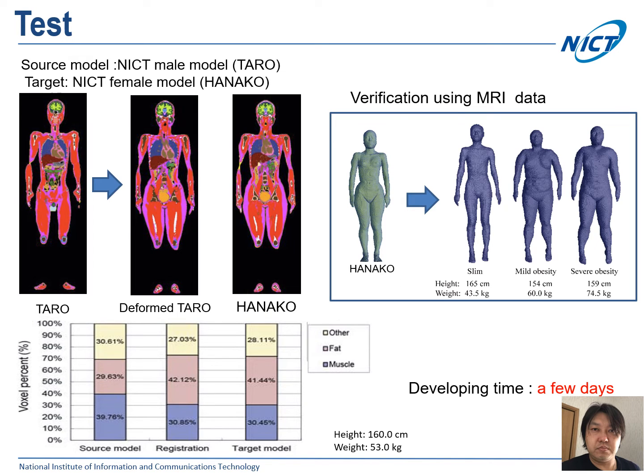In order to confirm the validity of the method, we created a deformed model that approximates the male model to the female model. As you can see, the internal structure of the morphed model is close to that of the target model. This figure shows the ratio of voxels in the main tissue, muscle part, to total voxels in the models. As you can see, the ratio of tissue construct is different between the source model and the target model. The ratio of tissue construct of the morphed model agrees well with that of the target model.